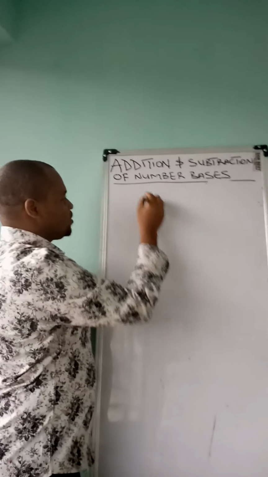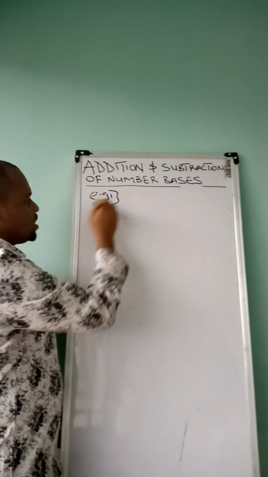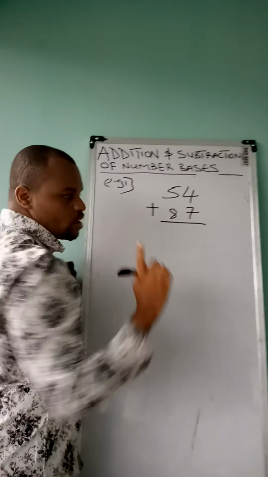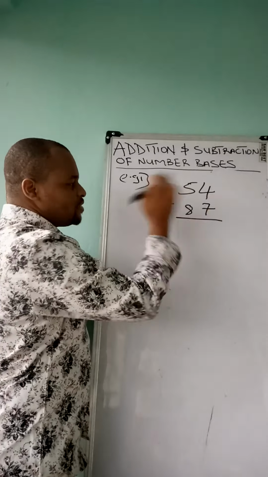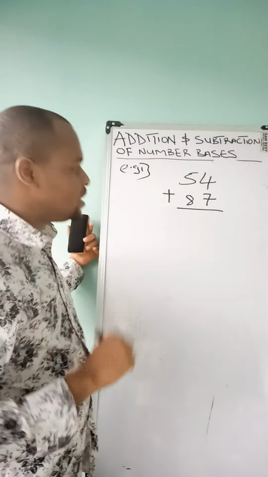Recall. Example. If you are given 54 plus 87, we are working in base 10. What do we do? 4 plus 7 is what? 11. 11 is bigger than 10.